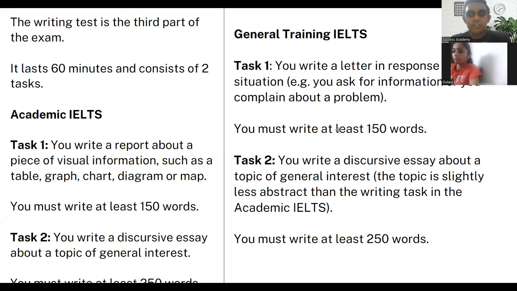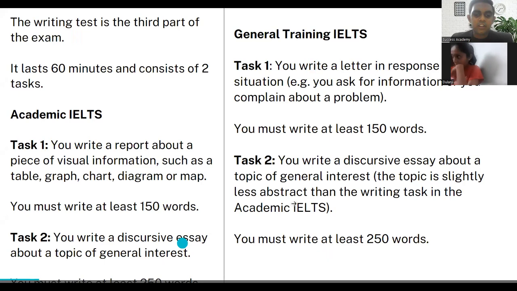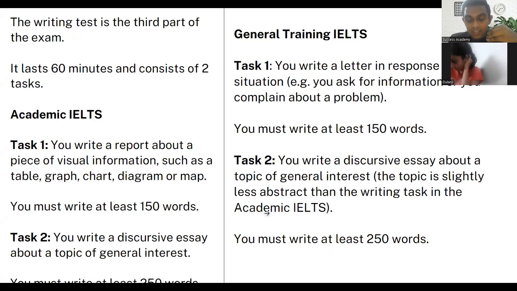Again, it's very simple. They give you the information. You just have to elaborate on it. Nothing major, right? If you know the letter writing format, it's very simple. It's very easy. Essay is similar to both. Like I said, there are five different types of essays, and there are subcategories of those five different types. But we won't be diving into that here.